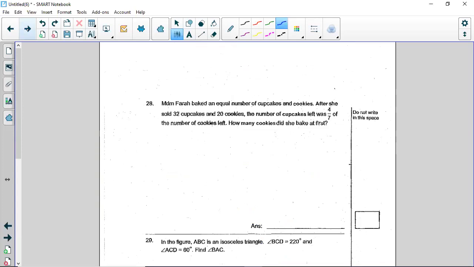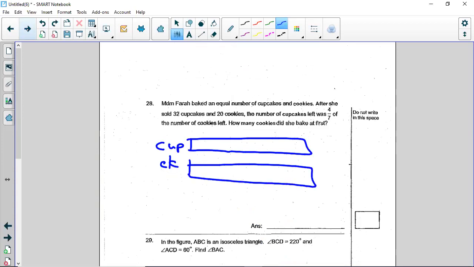Model. Fractions means model. And this is a before and after also. So what do you do? You draw your model. Cupcakes and cookies. This one should be very simple to all of you. Because your model will start like this, equal number of cupcakes and cookies. After she sold 32 cupcakes and 20 cookies, the cupcakes left was 4/7.